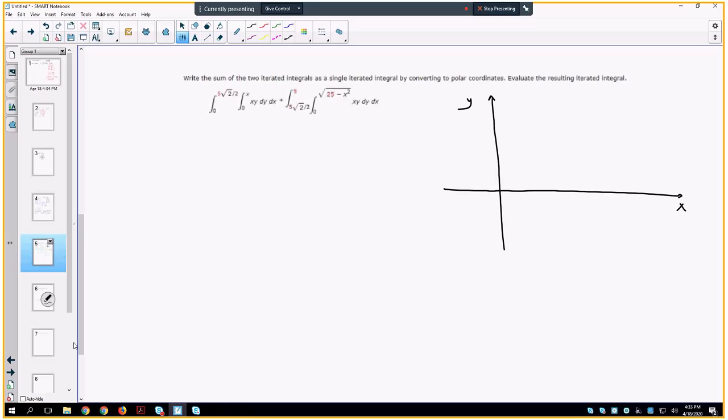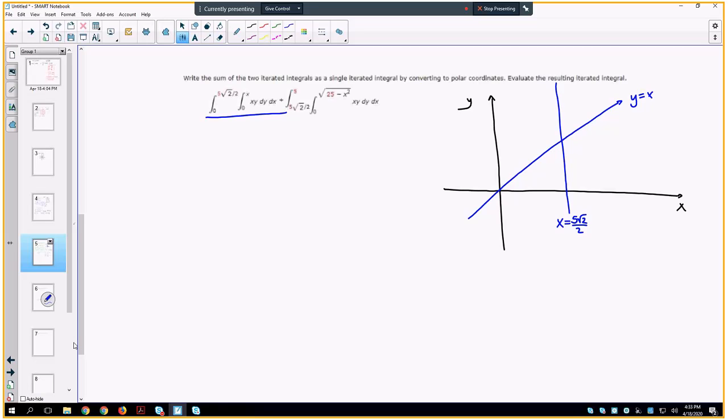So let's look at y between 0 and x. We know that the line y equals x is just the diagonal line. So I know that in this first integral, y is between 0 and x, and x is between 0 and 5 square root of 2 over 2. So let's just say here's x equals 5 square root of 2 over 2.